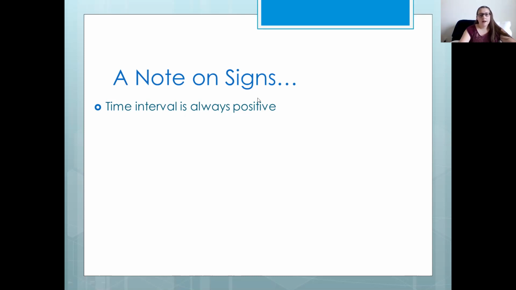Okay, but our velocity is going to have the same sign as our change in position, because we can move backwards in space, right? We can move forward, backward, left, right. We can move around our position. So our velocity is going to have the same sign as the change in our position.